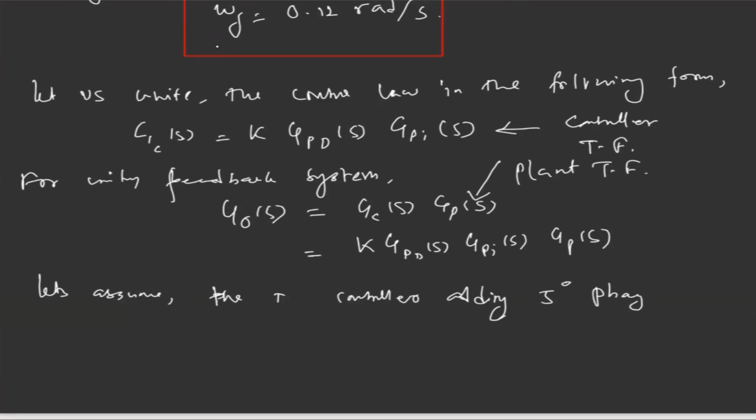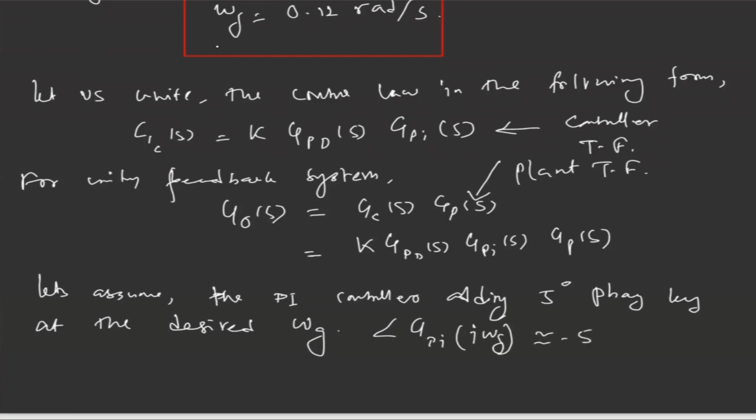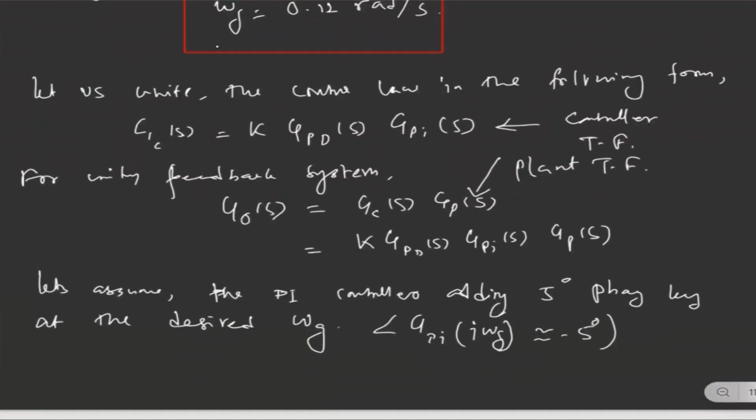So a PI controller basically gives phase lag and a PD controller gives phase lead. So let's assume the PI controller is giving a 5-degree phase lag at the desired gain crossover frequency omega g. So we can write that G_PI(j omega g) at the gain crossover frequency is giving minus 5 degrees to the system.